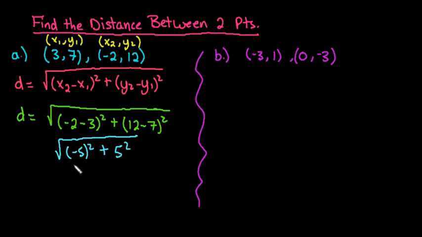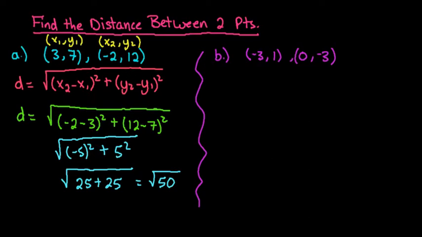And don't forget that right here, sometimes I see a lot of mistakes with negatives, especially putting it into their calculator wrong. Remember that since we're squaring the negative, it does become positive. So this is really 25 plus 25, which is the square root of 50.